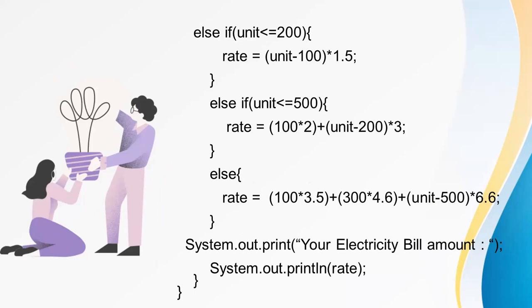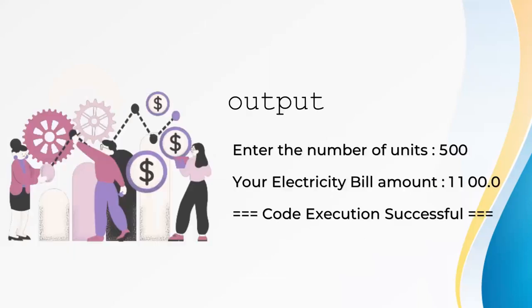For every tariff slab, for the first 100 units it is 0 rupees, so we need not calculate for that, because the result is always zero. Here is the rate for 200. It is calculated based on the maximum number of units consumed by the user. So if the unit is less than or equal to 200, the rate will be calculated. Here is the formula: rate is equal to number of units consumed minus 100 into 1.5. This is to avoid the first 100 units rate. Next one.